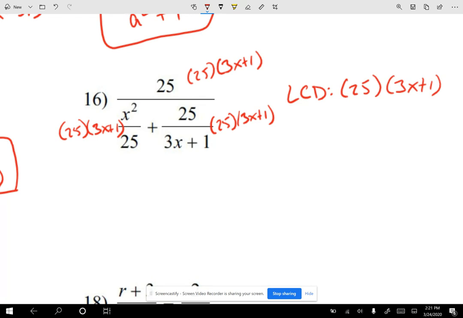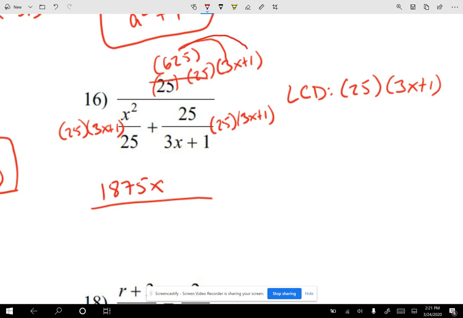All right, so looking at the top, let me start with 25 times 25 to begin with. I have 3 parentheses. I'm going to go 25 times 25. This gives me 625. Now let me go 625 with the top. So 625 times 3x. Once again, I'm just looking at this part. I'm just looking at the top. 625 times 3x. That gives me 1,875x plus 625.